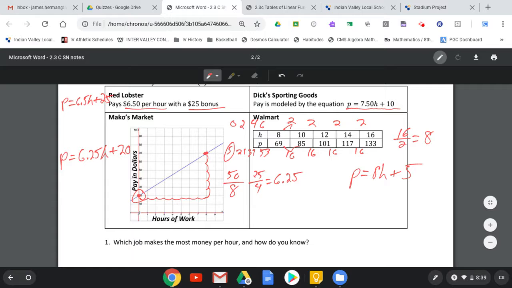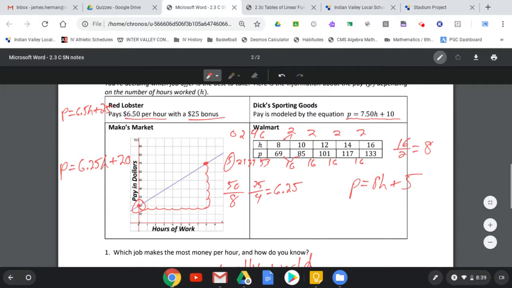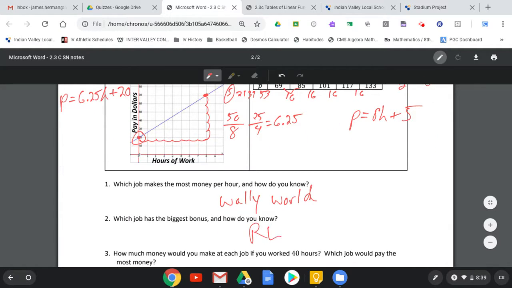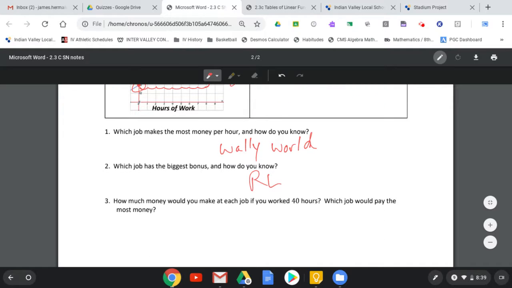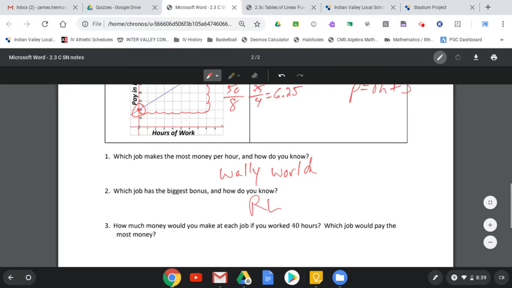Which job makes the most money per hour? Walmart. Which job has the biggest bonus? Red Lobster. How much money would you make at each job if you worked 40 hours? Which job would pay the most money?